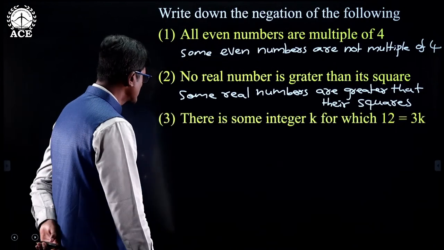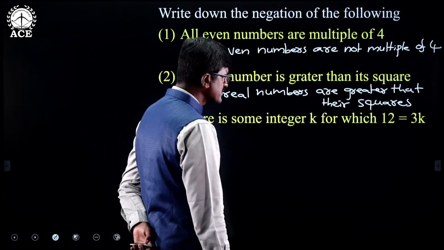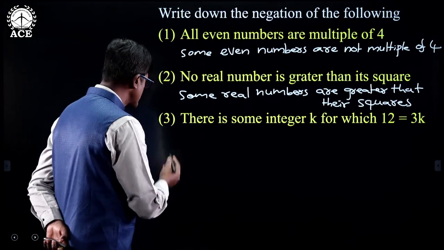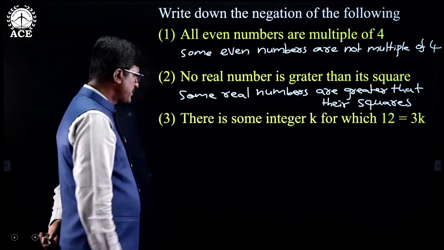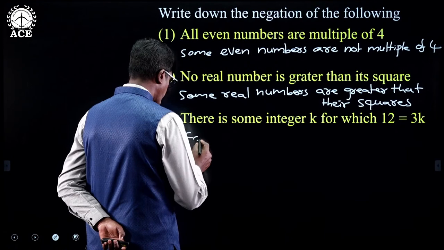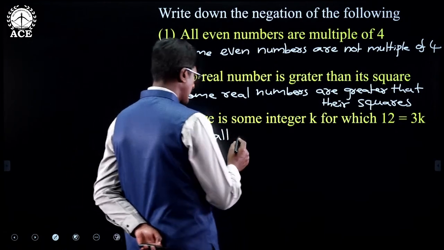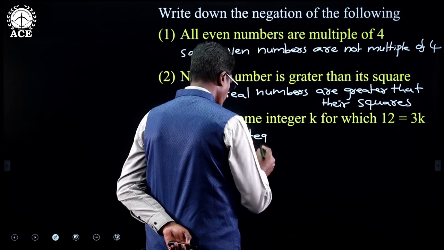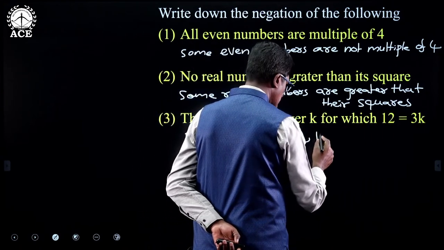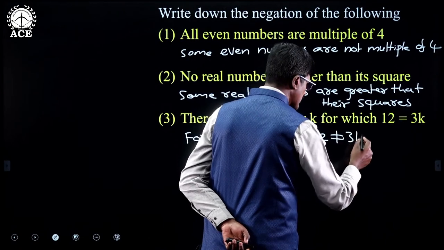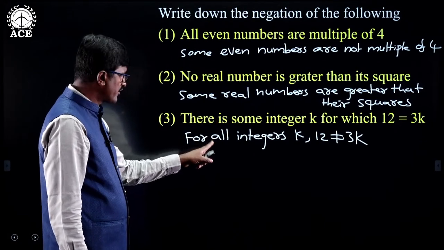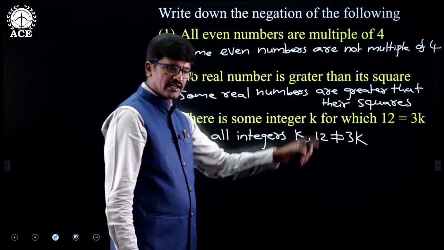The next quantified statement is, there is some integer k for which 12 is equal to 3k. For the negation, this is an existential quantifier, so you have to replace the existential quantifier with the universal quantifier. That is, for all integers k, you have to take the negation of this: 12 is not equal to 3k. So I have replaced the existential quantifier with the universal quantifier, and this is the open statement. I have taken the negation of it.